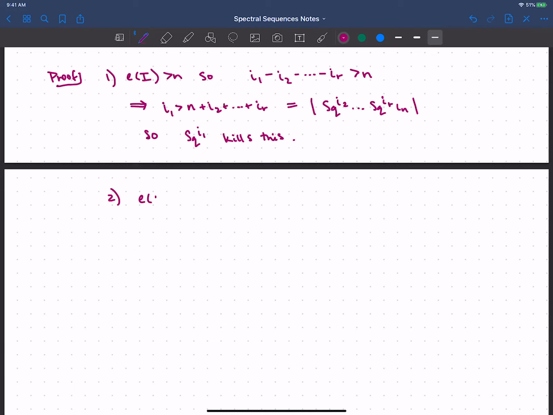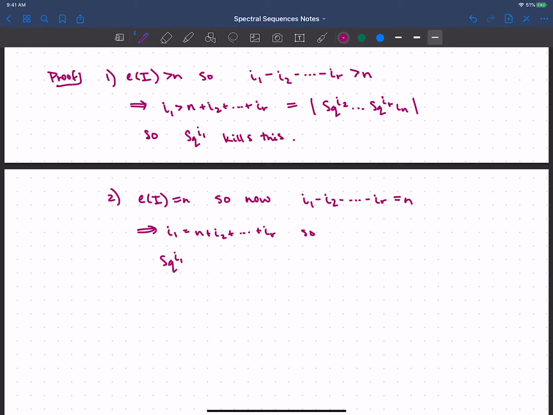Okay, so suppose the excess of I is n. So now I'm going to do almost exactly the same thing. I take I1 minus I2 minus up to IR, and that's equal to n. And that's going to tell me that I1 is equal to the sum of these things. You probably didn't need me to write that out again, but I like having things match. Okay, and now I want to consider essentially the same thing.